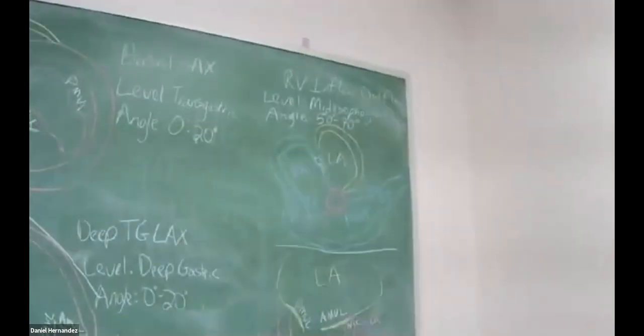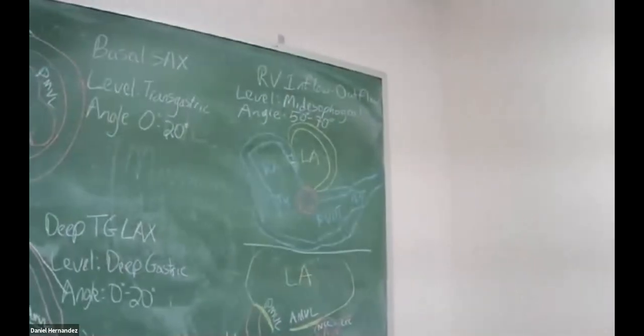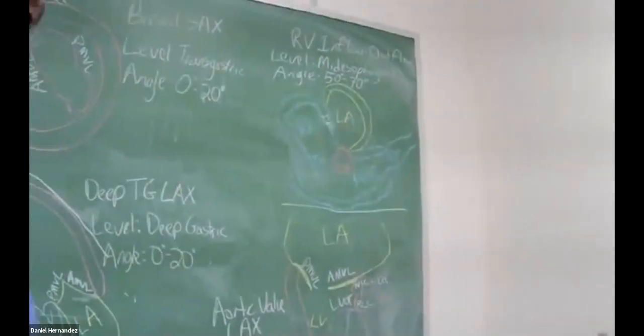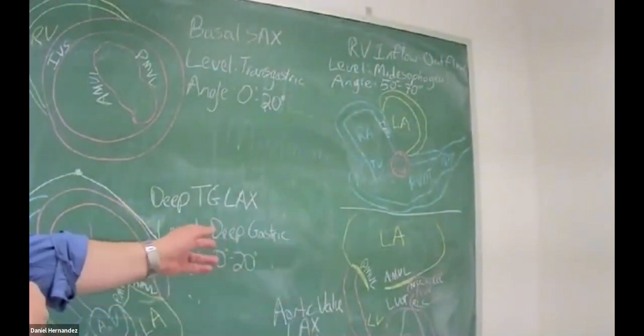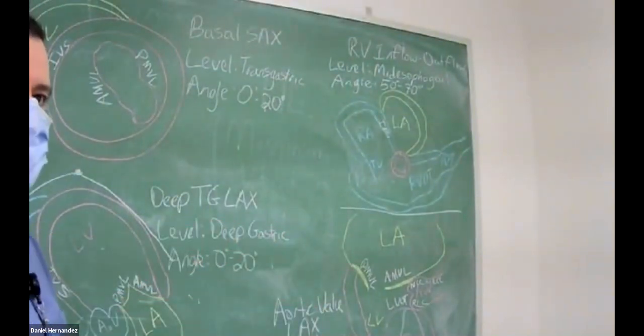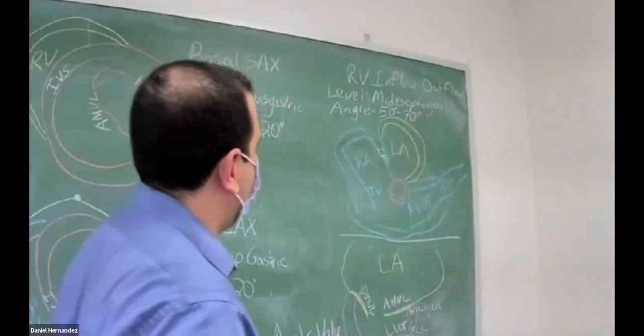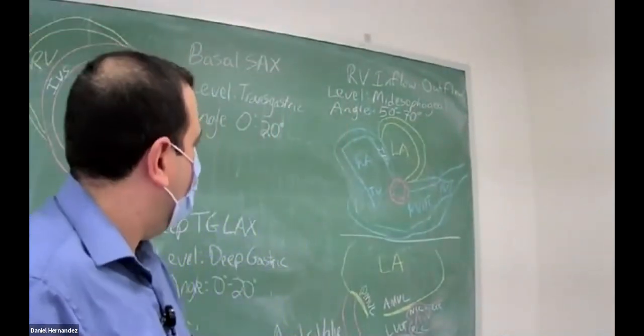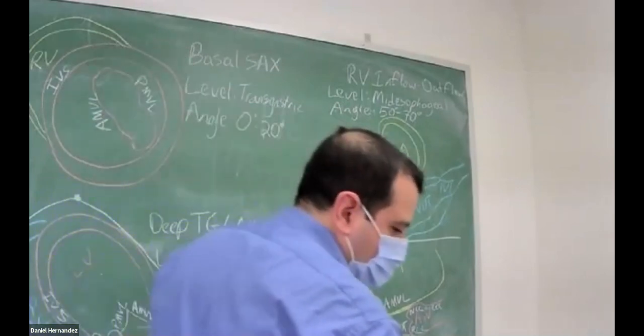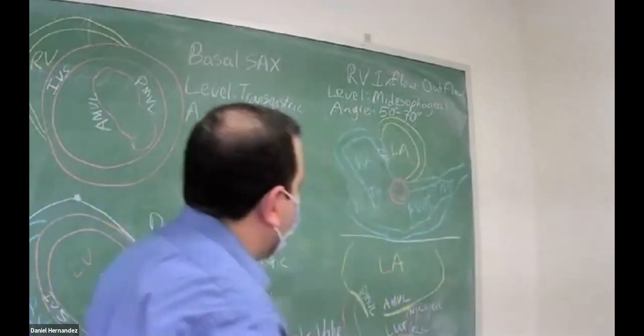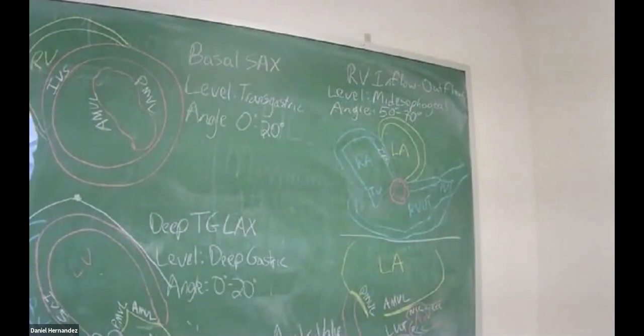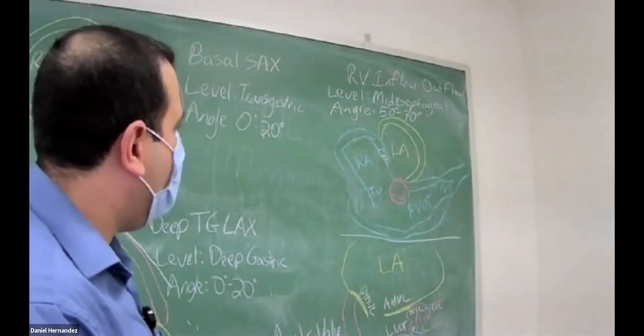And I also did this RV inflow outflow view. Now this is coming back up, so we're back up at the mid esophageal level. This is a good view for us to view the right ventricular outflow tract.